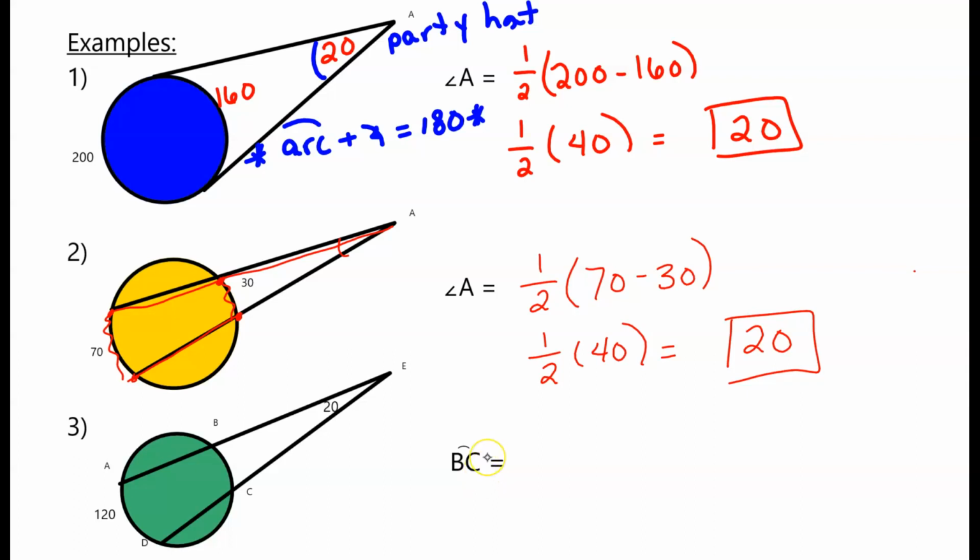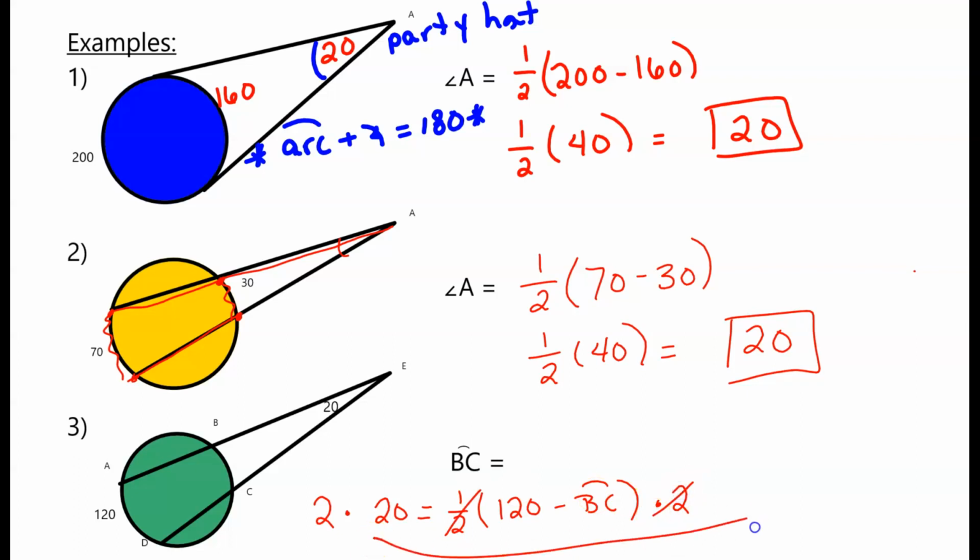Now, in number 3, it looks like I have the angle, and I'm looking for the arc. So remember, the angle is half the difference of the big arc minus the small arc. So if I'm going to solve for arc BC here, I think it's easier to get rid of the 1/2 by multiplying both sides by 2. Otherwise, I know I could distribute. But 1/2 times 2 will get rid of the 1/2.